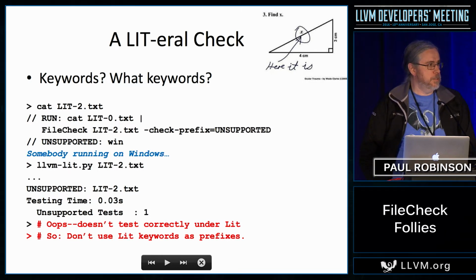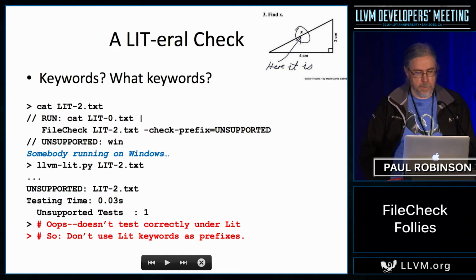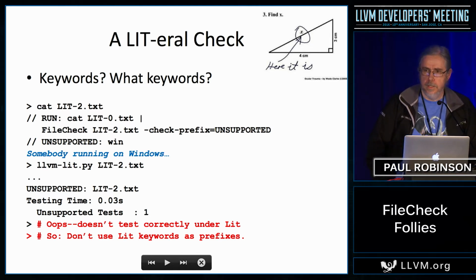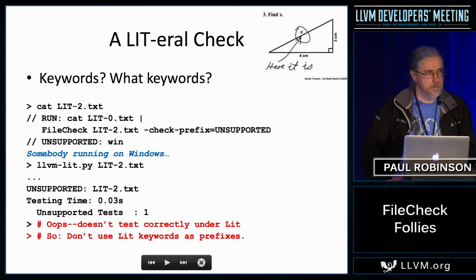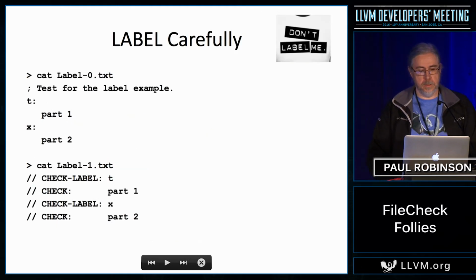All right, so that's great. So we can test, and somebody's bot is running Windows, and it says unsupported win, and lit says, oh, I know what that means. My test is unsupported. Notice that it doesn't fail, which means that this kind of problem is actually rather hard to detect. Just don't use lit keywords, I guess that's the answer there.